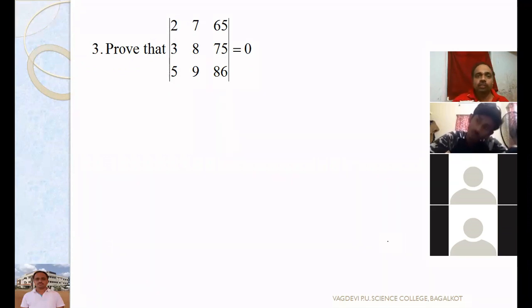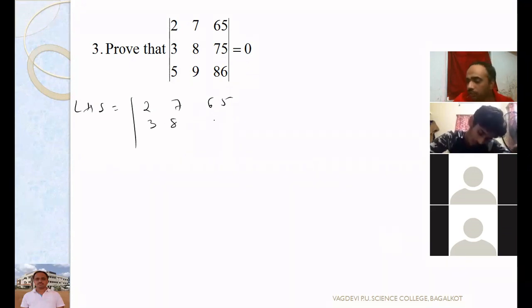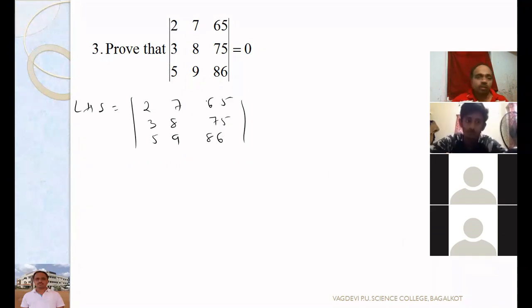Some people may say, sir, I will do it, it is very easy, I will do it like this. LHS I will take first 2, 7, 65, 3, 8, 75, 2, 7, 65, 3, 8, 75, 5, 9, 86. You know, plus, minus, plus. No, without expanding. I have said without expanding. So without expanding, you have to prove that it is 0. Tell me what is the operation. Whether I have to change R1 or C1. Yes. Let us see.